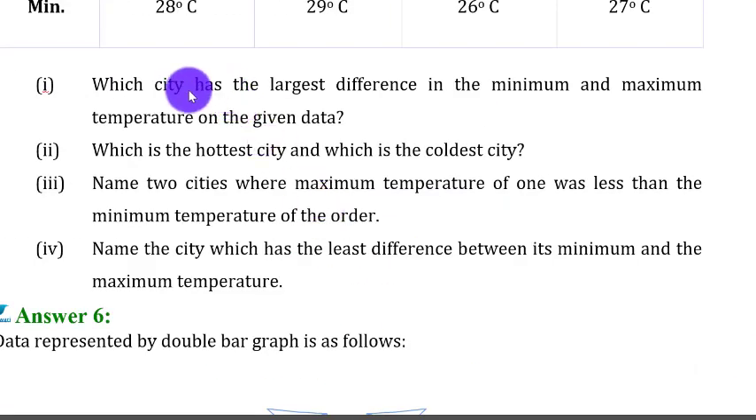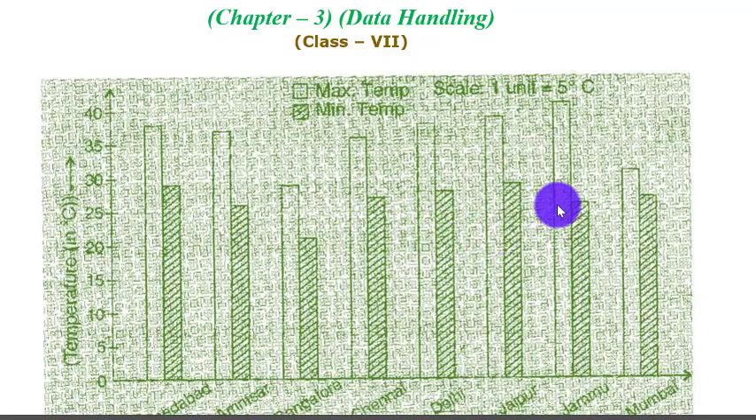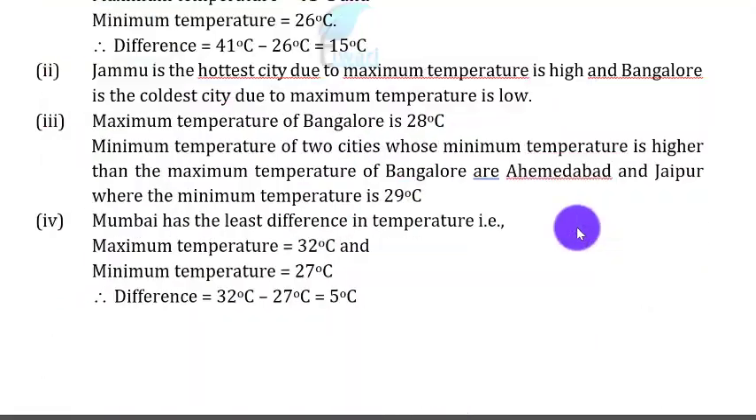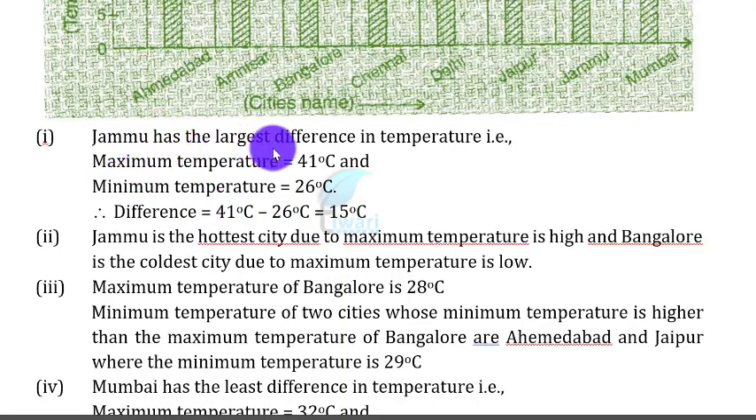So the first question was given: which city has the largest difference in the minimum and maximum temperature in the given data? So by observing this graph, we can say that Jammu has the maximum difference between maximum and minimum temperature. So we can write the answer for this. Jammu has the largest difference in temperature, that is, maximum temperature is equal to 41 degrees Celsius and minimum temperature is 26 degrees Celsius. Therefore we can find the difference for this. 41 minus 26 will be 15 degrees Celsius. So 15 degrees Celsius is the difference, which is the most in the given graph.